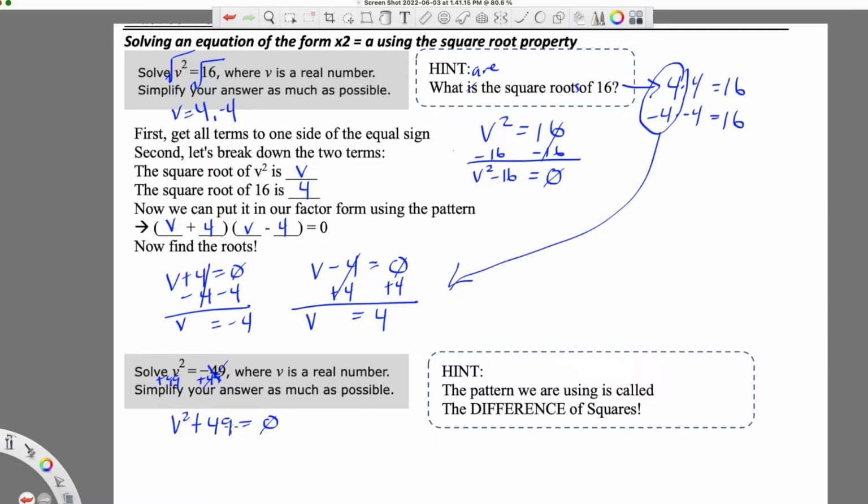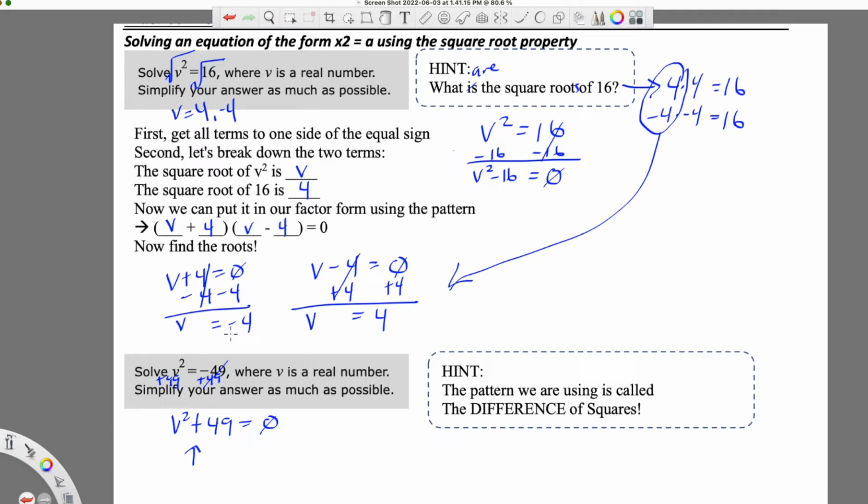And now I can kind of keep going, and I might not notice what's happening here if I'm not paying attention to that pattern that I'm supposed to be having. So with this one, I said the pattern we're using is called the difference of squares. So the big problem here is that's not a difference. That's a sum. This is not the same pattern.